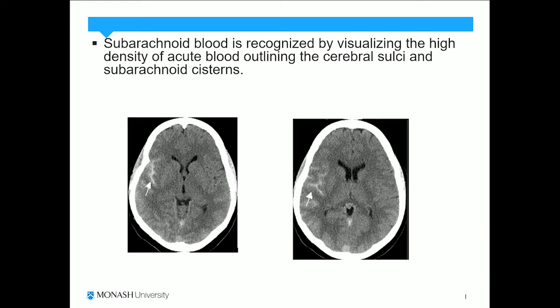So subarachnoid blood is recognized by this high density of acute blood that is apparent in the cerebral sulci as well as in the subarachnoid cisterns.